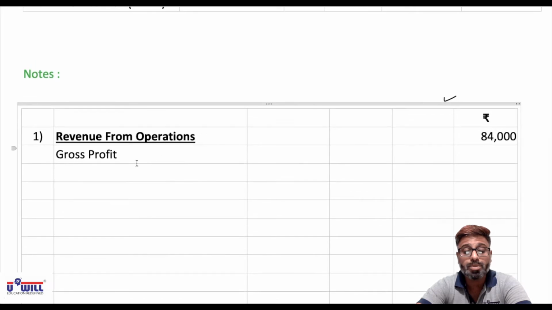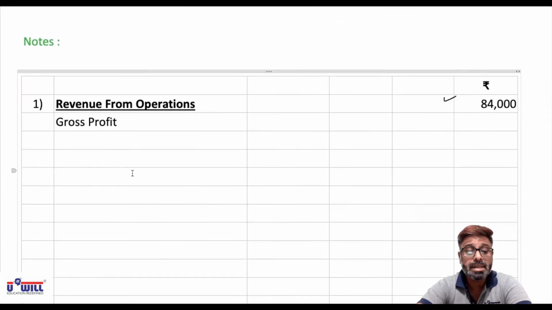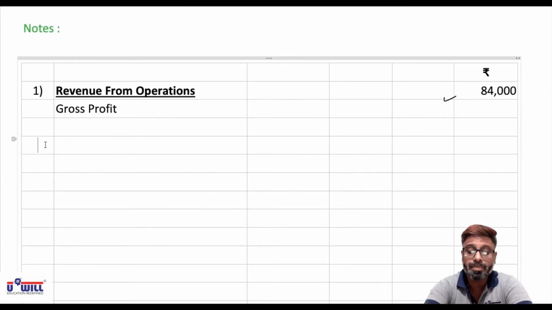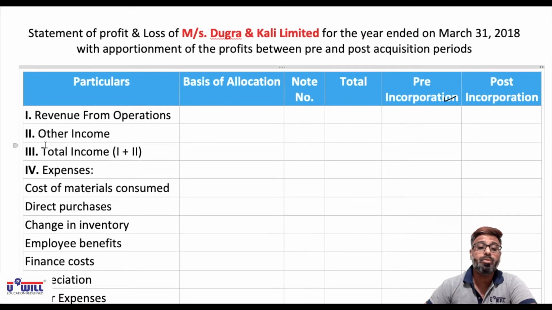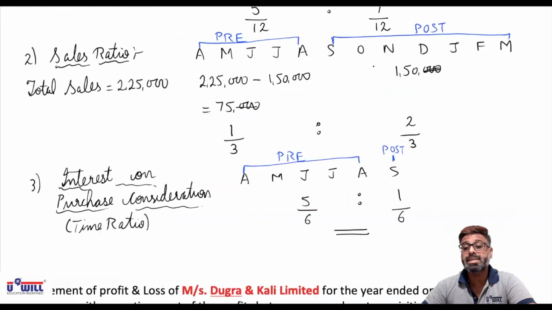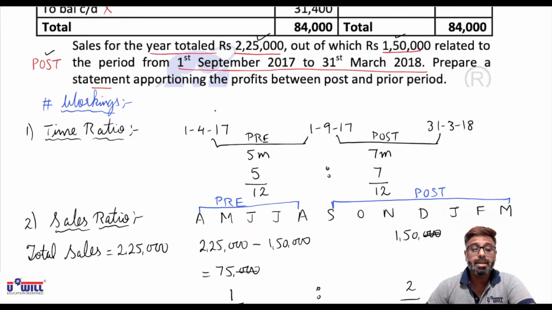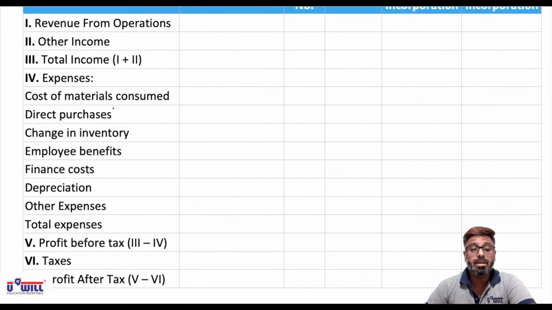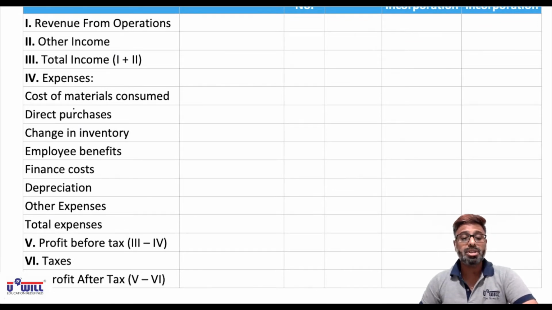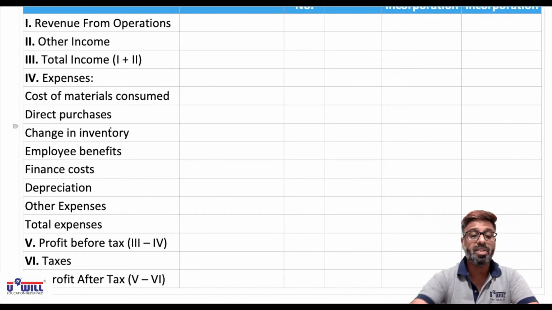Then after gross profit, revenue from operations, the second note will be for other incomes. We don't have any other incomes in this question. Only one income is there, on the credit side, gross profit. Then we don't have cost of materials consumed, direct purchases, and change in inventory in any of the questions.